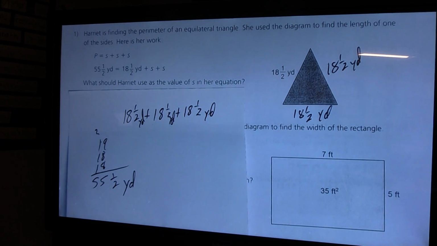So all I did with this problem is I used what I know about equilateral triangles. I know that all 3 sides are congruent. So if one side is 18.5 yards, the other 2 sides are that same length. And so 18.5 yards would be the value of S in her equation.